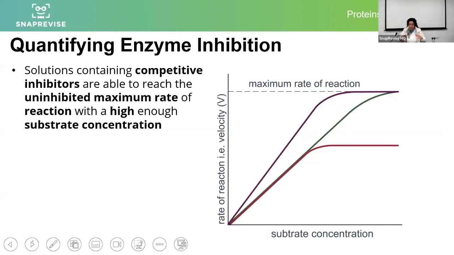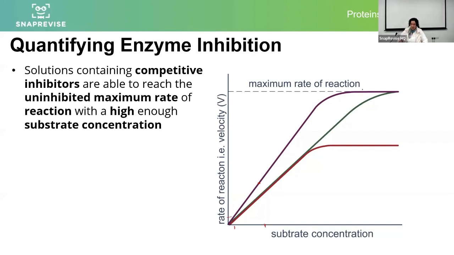Let's see how that difference looks. These are quite common graphs that you might be asked to interpret. We've got the rate of our reaction on the y-axis and substrate concentration on the x-axis. Scientists will perform the experiment at a given substrate concentration and measure the rate. They'll then perform the experiment again at a higher substrate concentration and measure the rate. And this is how these curves are constructed.